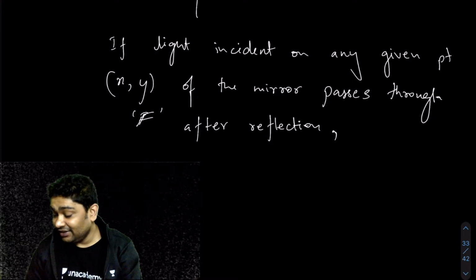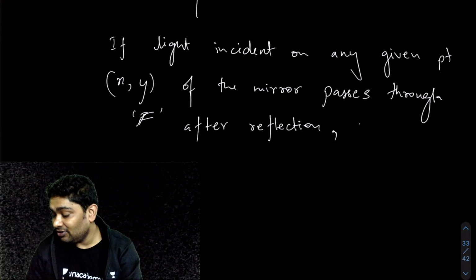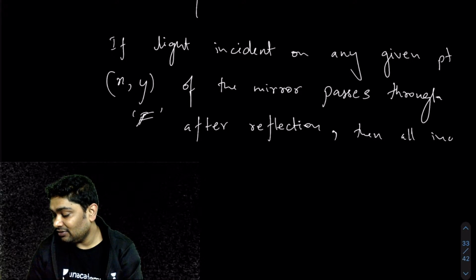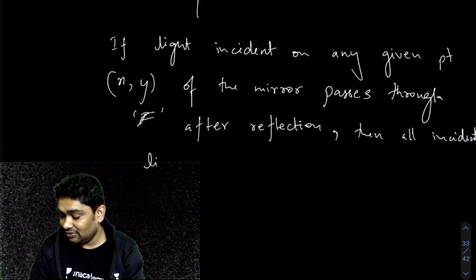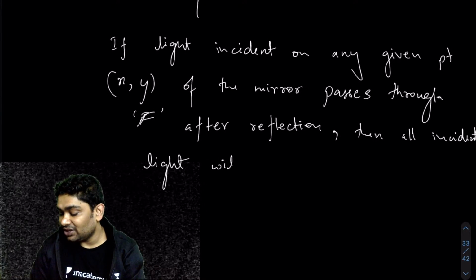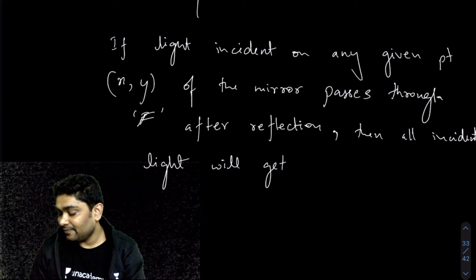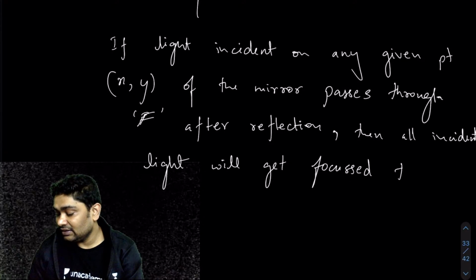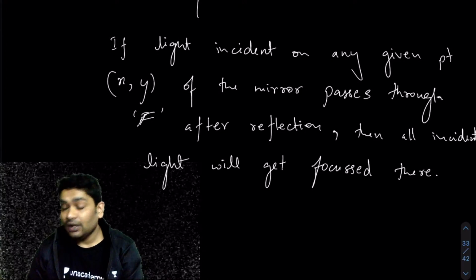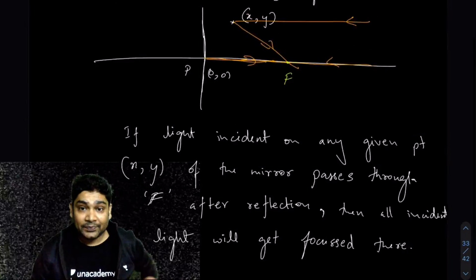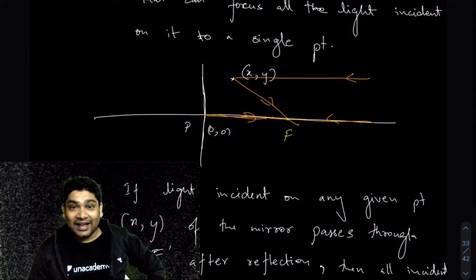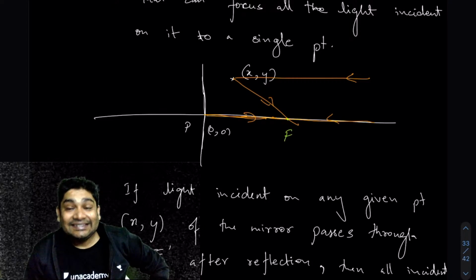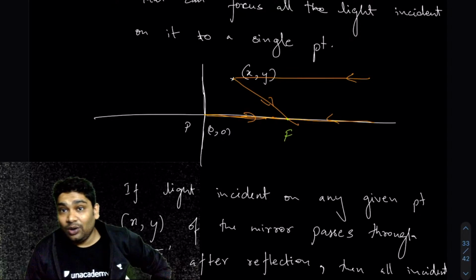Through F after reflection, then all incident light will get focused there. Okay, I hope that is clear to you. Yeah, I got it, but I don't think you should be leaving out on any of these topics. Okay. Now I know I told you.